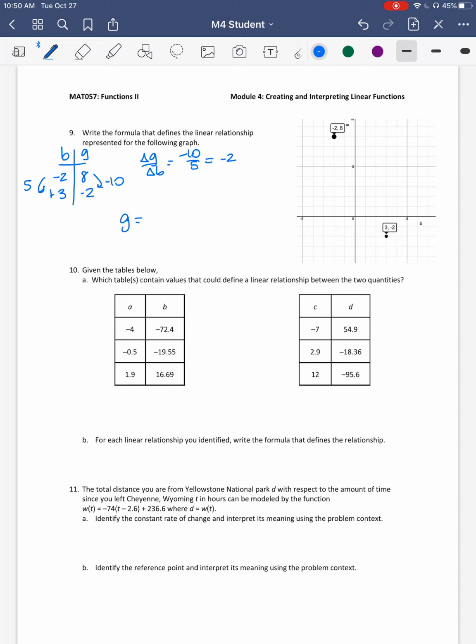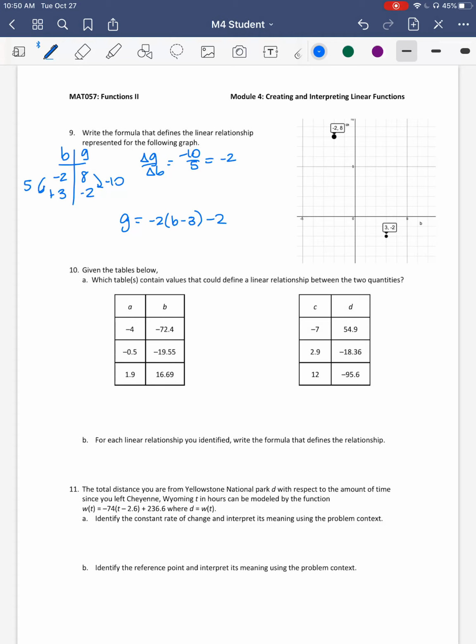Pick one of your 2 points as your reference point. I told you before I tend to pick the one. I guess they both have a single negative, but I'll go with the second one. So I'm going to write it like that. You could use your other reference point. That's totally fine.